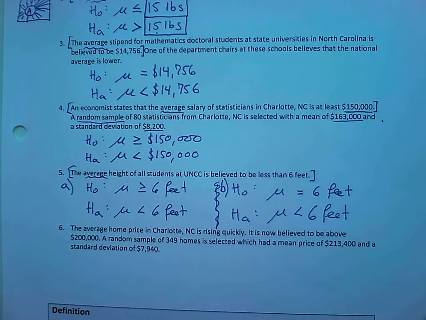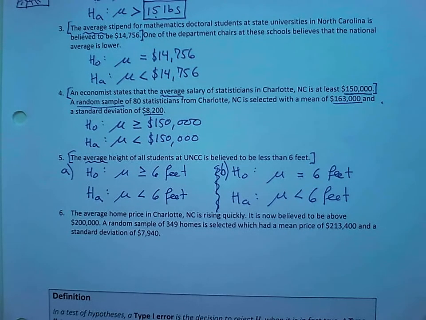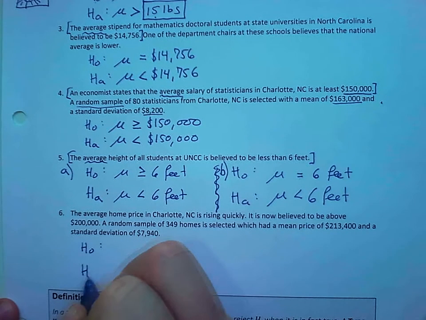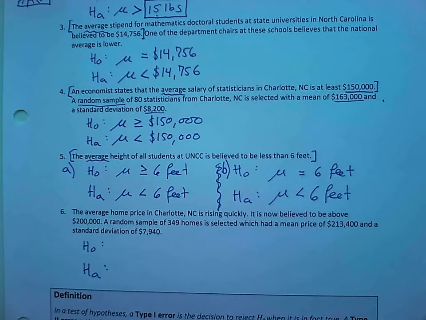Alright, let's go on to number 6. Again, try to pause the video and do this one by yourself. The average home price in Charlotte, North Carolina is rising quickly. It is believed to be above $200,000. A random sample of 349 homes is selected, which had a mean price of $213,400 and a standard deviation of $7,940. We're trying to write the null and the alternative hypotheses for this problem, so H0 and HA.